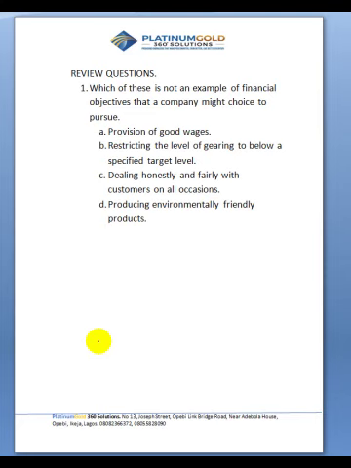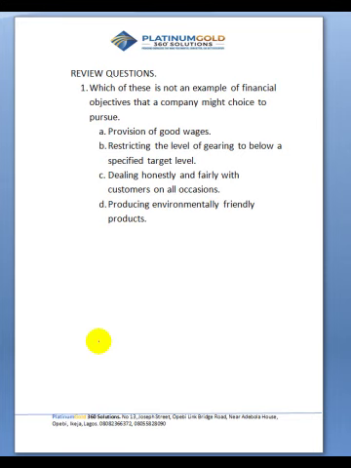The key word here should be financial. It must have a financial implication. Let's take A, provision of good wages. Yes, that's finance. Money goes out. Some persons are paid. It will involve money going out. Next, restricting the level of gearing to below a specified target level. That is also, you know what gearing is. Gearing of a company, that shows the capital structure. How much of the company's capital structure is made up of debt. It also has to do with money. Dealing honestly and fairly with customer on all occasions.